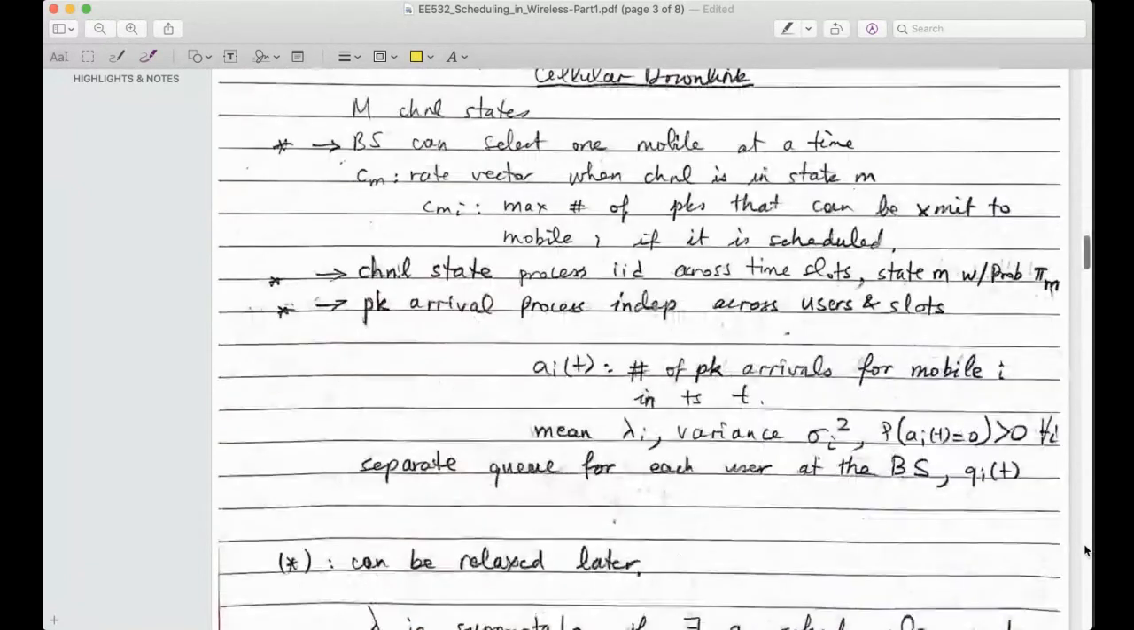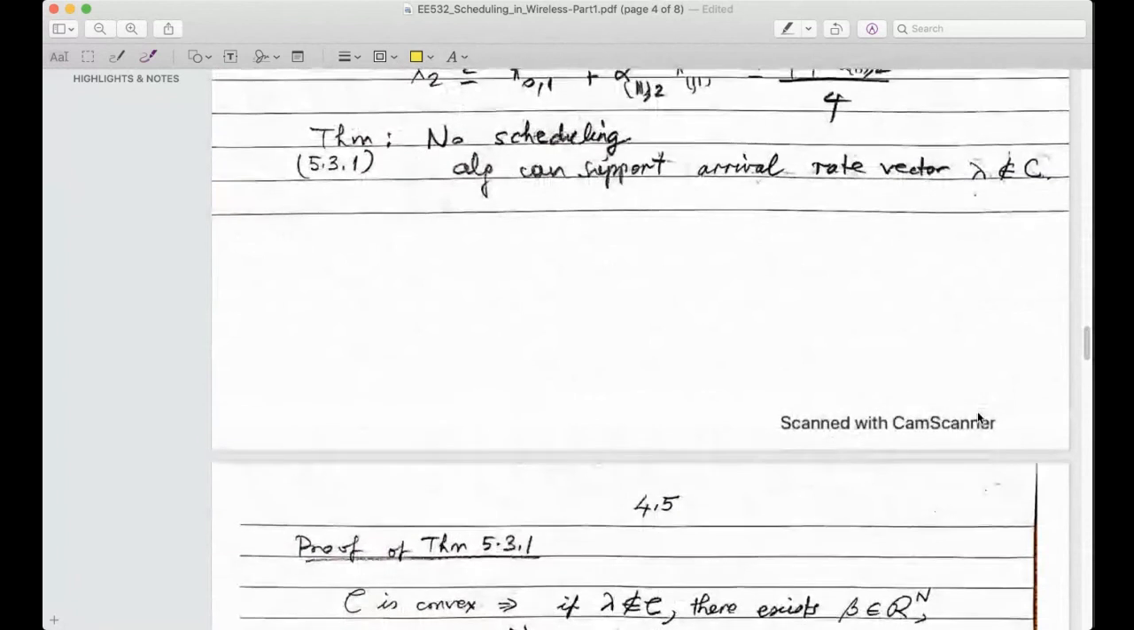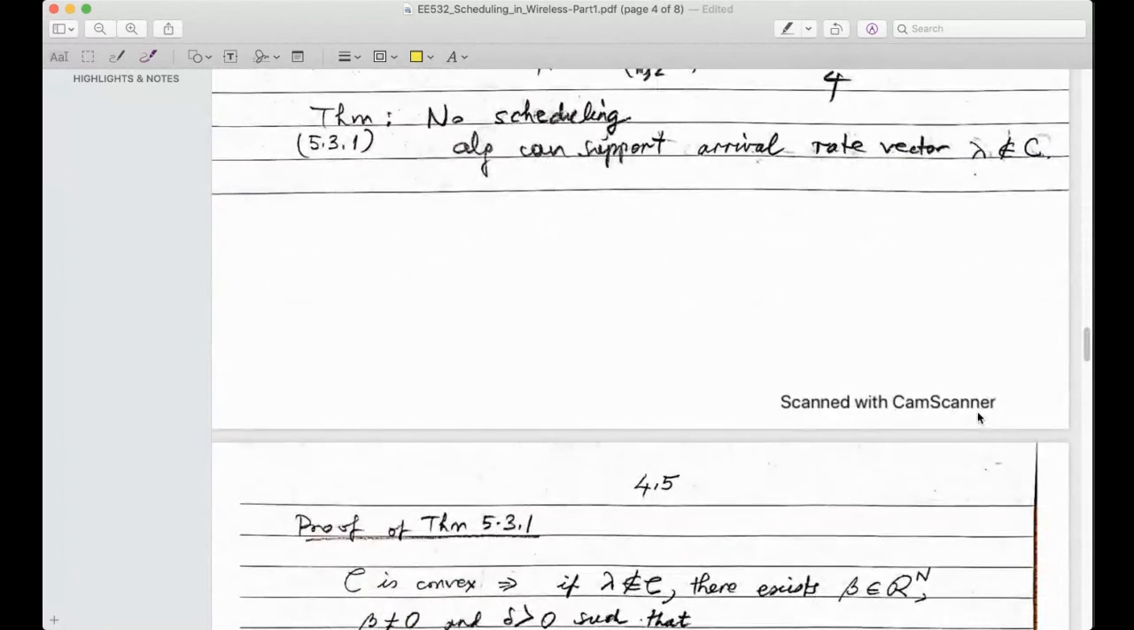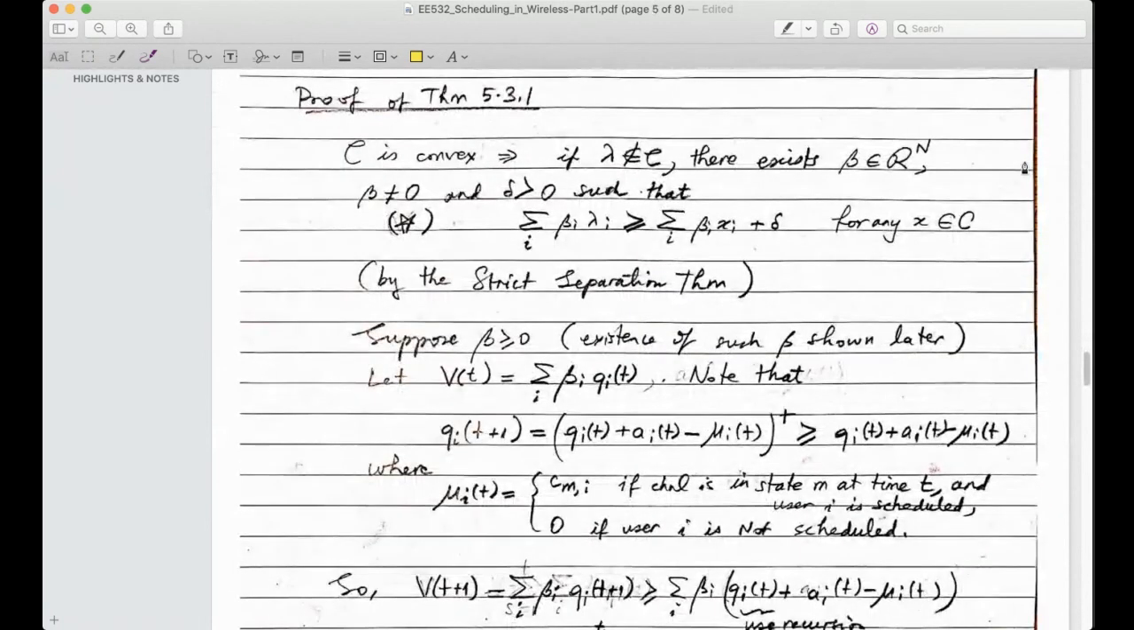Now we'll prove that outside of this region is not achievable, meaning there is no scheduling algorithm that can support an arrival rate vector outside of this capacity region that we just defined. How do we prove it? We did a similar proof in chapter 4, if you remember. I want to go through the details of this proof because I think it is quite nice.